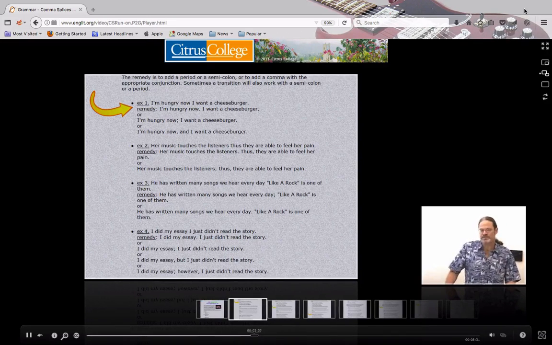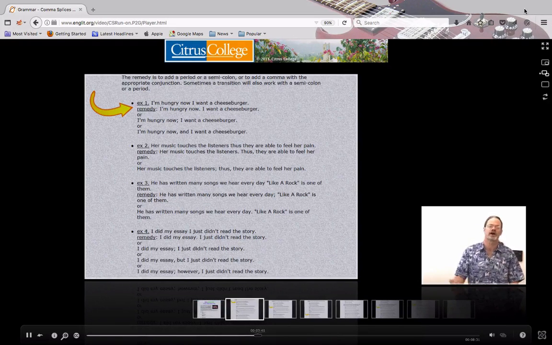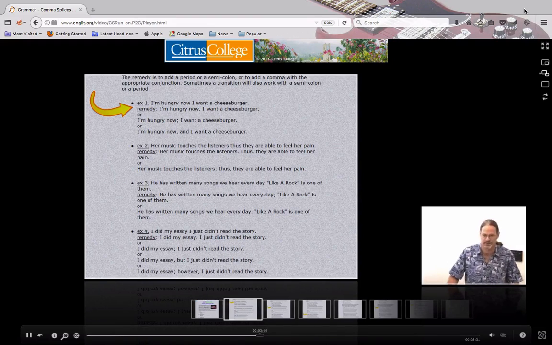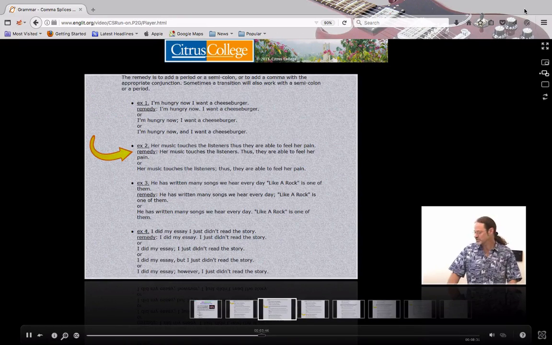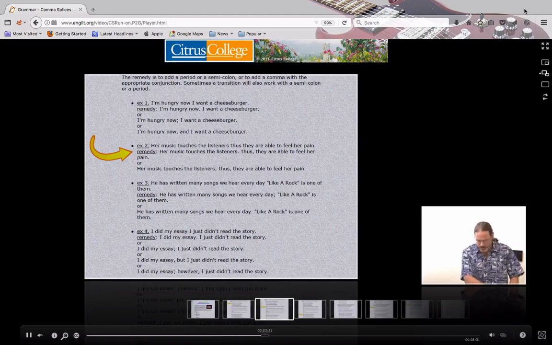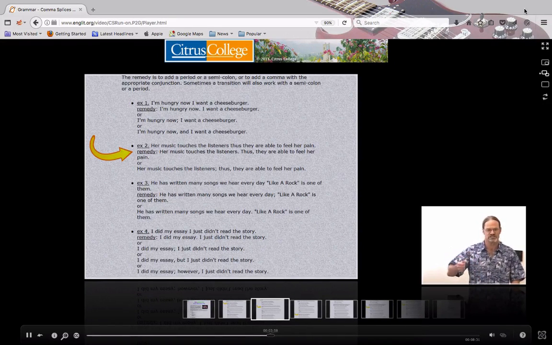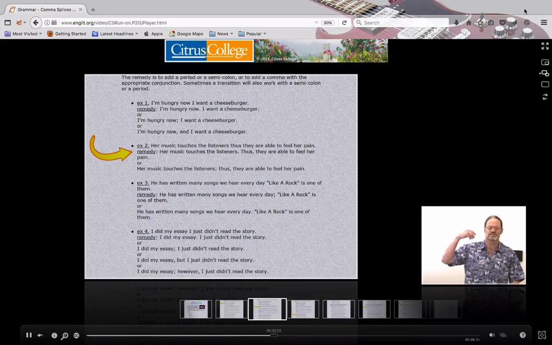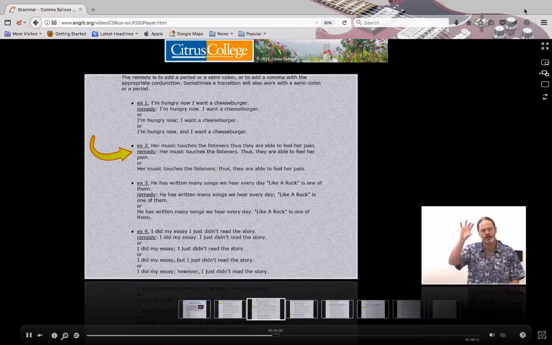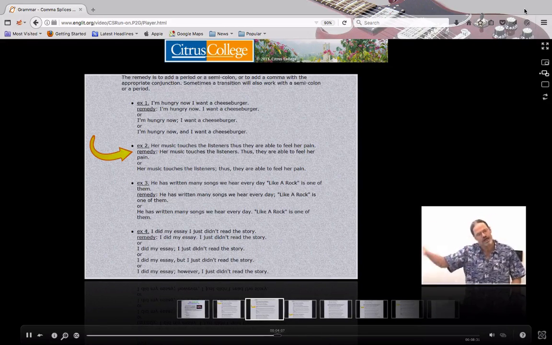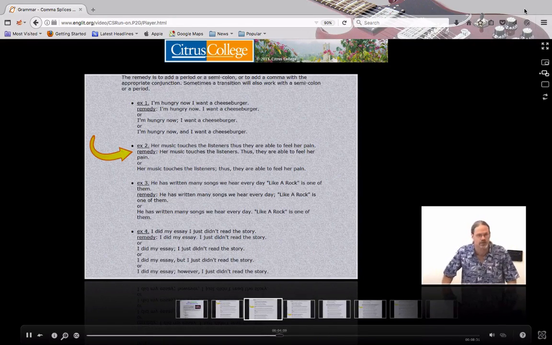What often happens in the essays that I get is that people run two things together because they think one thought leads to the next one and you can't separate them out. For example, in the sentence, "Her music touches the listeners, thus they are able to feel her pain." The conclusion the person's making is that her music touches the listener. And then she uses the word "thus," which is like words such as therefore, thus, furthermore. These are conjunctive adverbs that draw not only the two sentences together, but also add some kind of notion that we're coming to some kind of conclusion.